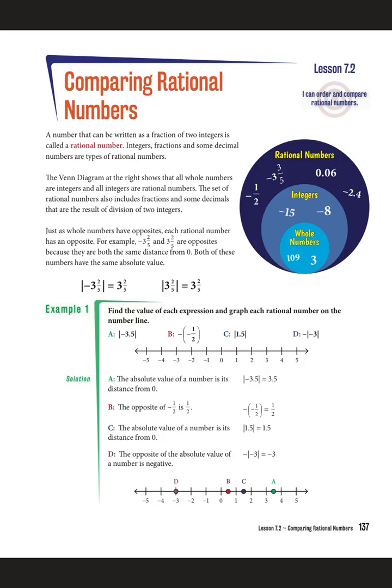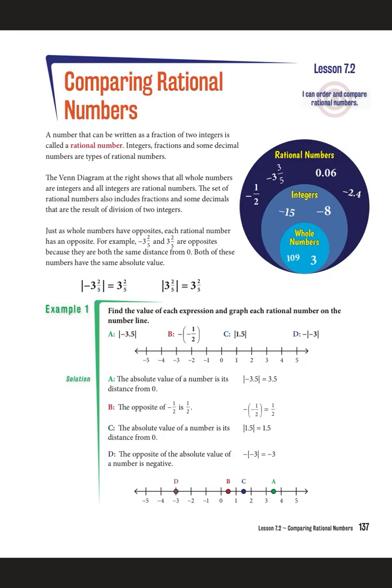In example number 1, it says find the value of each expression, and graph each rational number on the number line. So you've got A, B, C, and D. Now for part A, it says the absolute value of a number is its distance from zero. So the absolute value of negative 3.5 is 3.5.